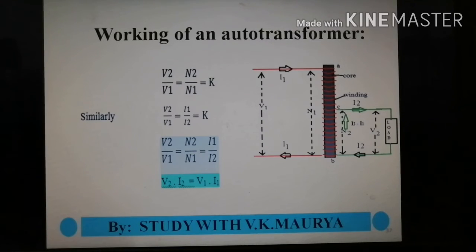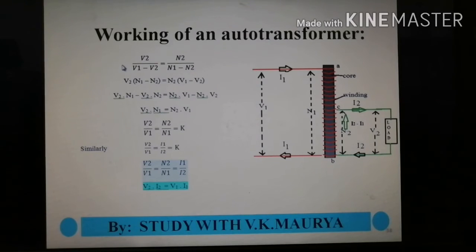Right? We know that in the case of a transformer, voltage is inversely proportional to the current. As the value of the voltage increases, in the same way, the value of the current decreases. That's why V2 upon V1 is equal to I1 upon I2. And finally, we get a relation between voltage, number of turns and current. That is V2 upon V1 equal to N2 upon N1 equal to I1 upon I2. Right? V1 I1 is equal to V2 I2. This is all about the voltage, current and number of turns.